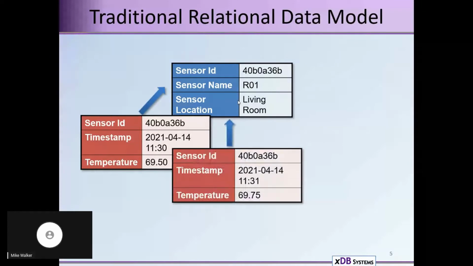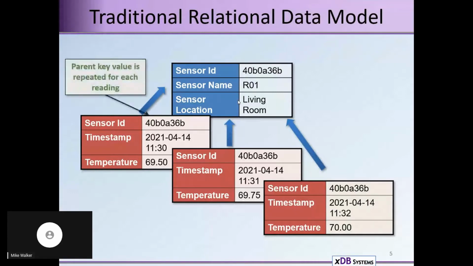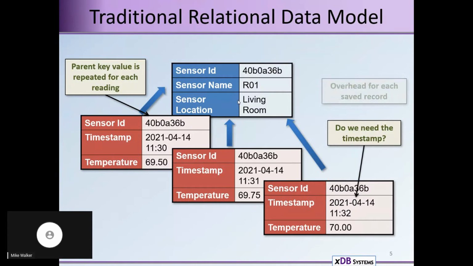A minute later, in comes another temperature reading. And again, it links back to that parent record. And lastly, we've got a third record another minute later. Now, in this type of model, each of the child records needs a key value to point back to the parent record. So all these temperature measurements can be tied to a particular sensor. Now, they've each got a timestamp in there, but considering these are coming in regular intervals, do we really need that? It means we've got to store it for every child record. And each record we have, there's a little bit of overhead.